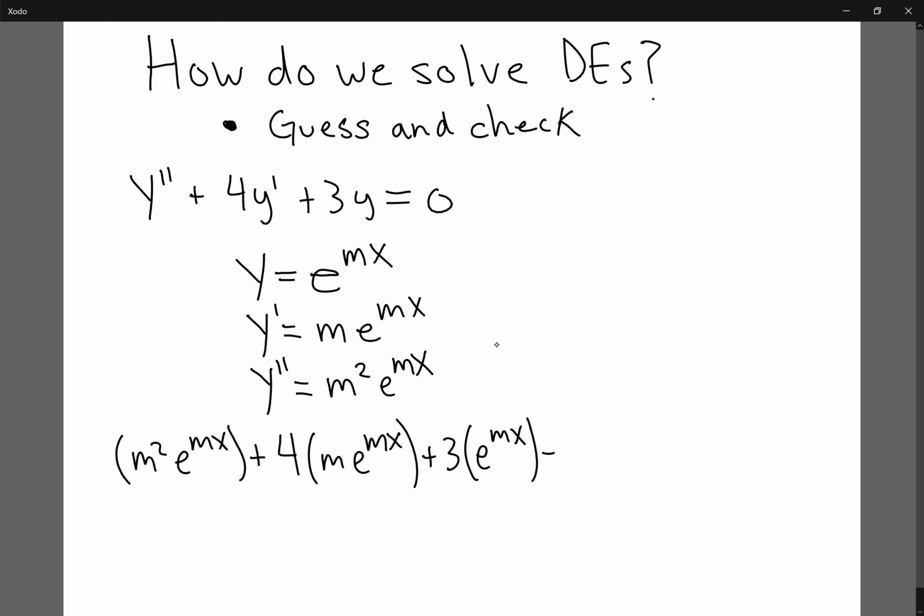And you'll notice that each of these terms has an e to the mx in it, and so we can factor that out. And we'll be left with m squared plus 4m plus 3. And so the only way that that solution works is if e to the mx is equal to 0, or that polynomial in m is equal to 0. And it's straightforward to convince yourself that the exponential function is never 0, and so we can conclude that this is 0.